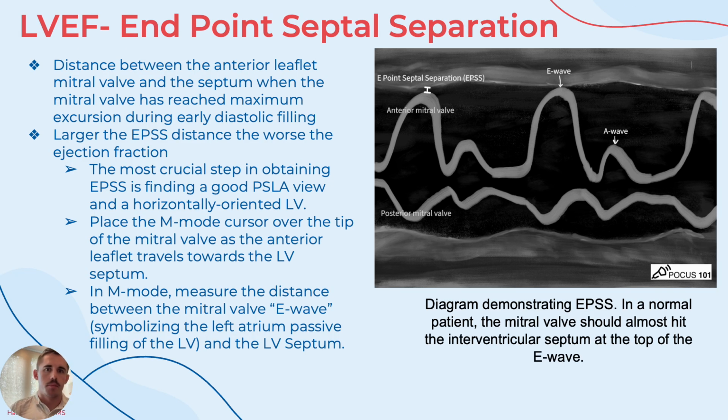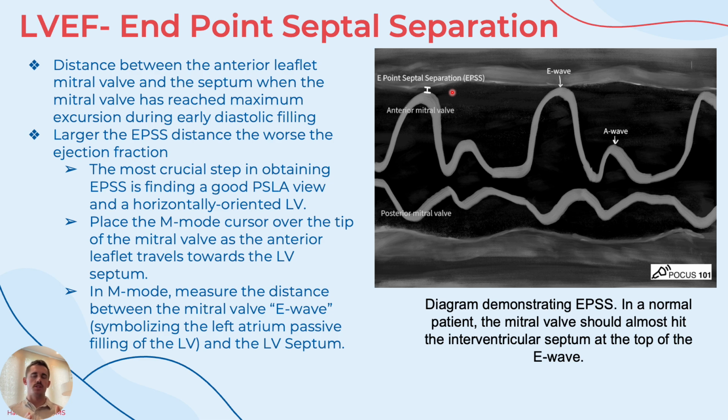So next we'll look at probably my most used method of estimating left ventricular ejection fraction, which is the endpoint septal separation. So the endpoint septal separation is the distance between the anterior leaflet of the mitral valve and the septum, called the EPSS, which we can see right here. It's taken when the mitral valve has reached the maximum excursion during early diastolic filling. So during diastolic filling, we want the valve to be fully open. And this value is worse if the EPSS distance is larger.